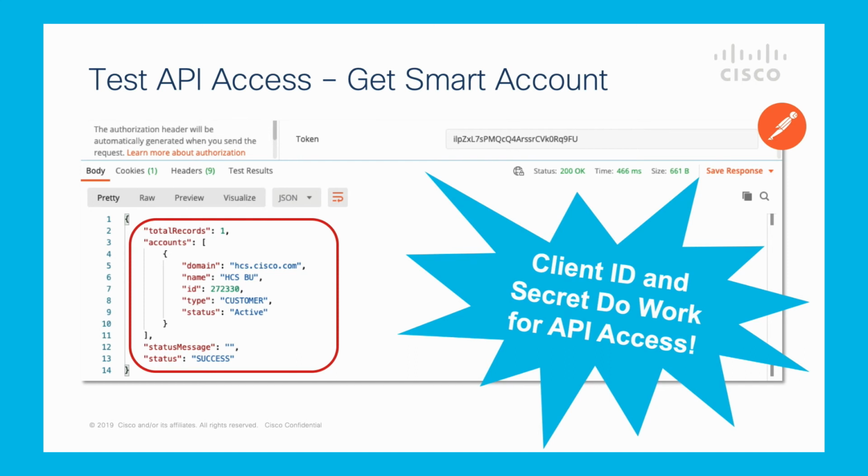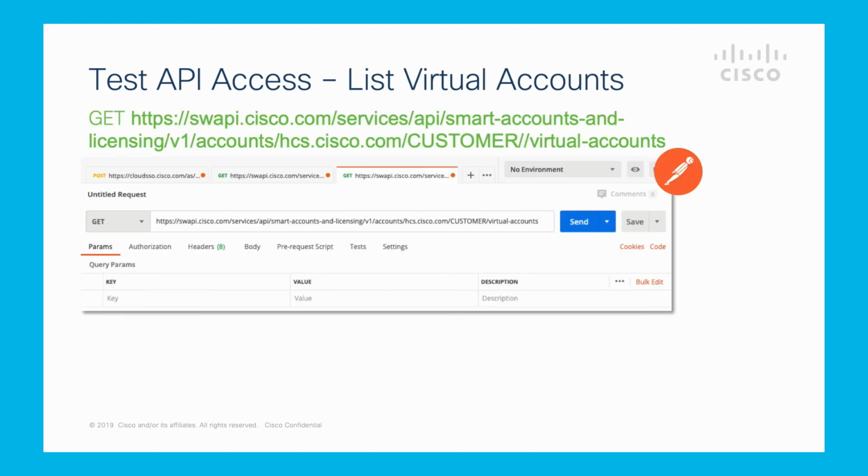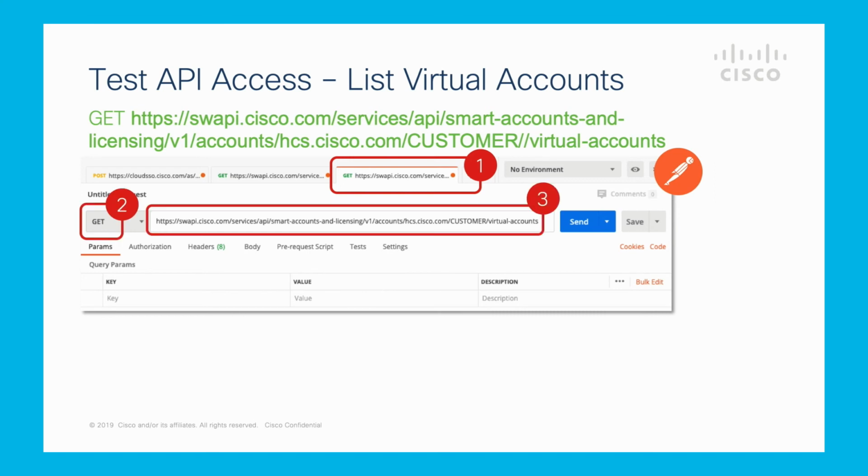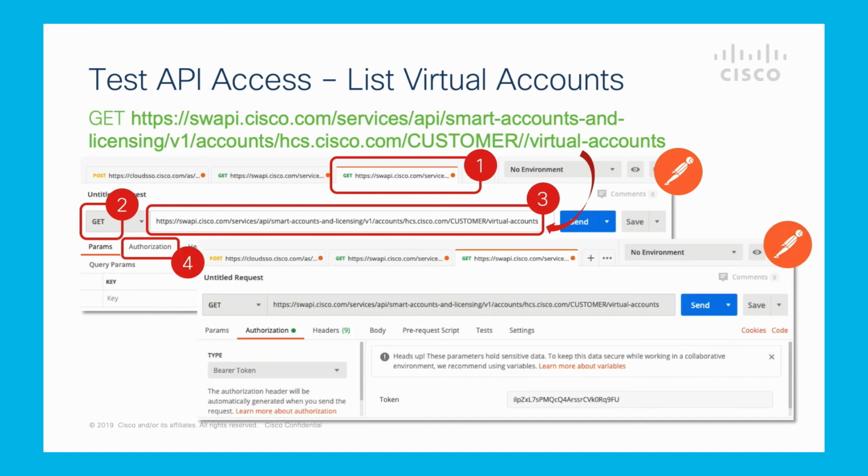If you want to test another request, we can try to list virtual accounts. Let's create another request. This time it's going to be a GET request, and you're going to use exactly the same URL. Then we're going to click on the Authorization tab and specify the type as bearer token again, and the token is what we got earlier from our POST request, and we're going to send.